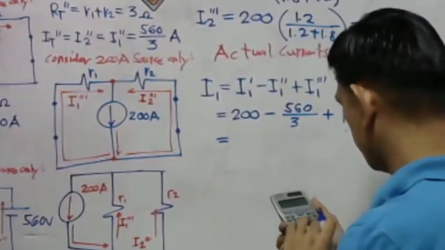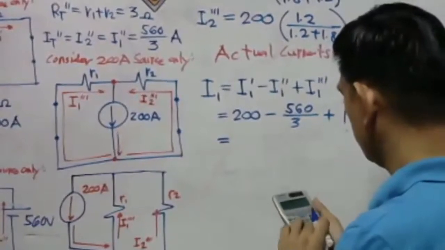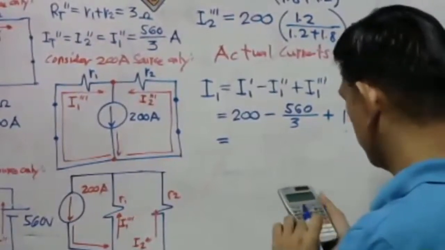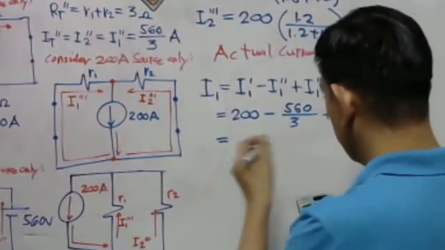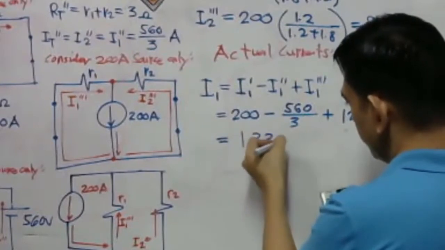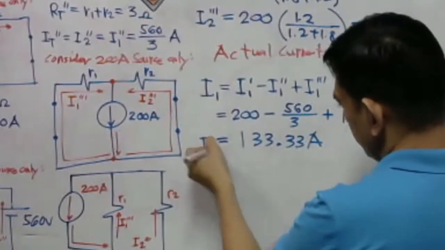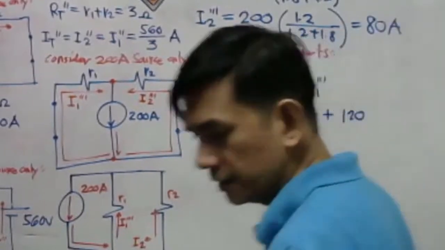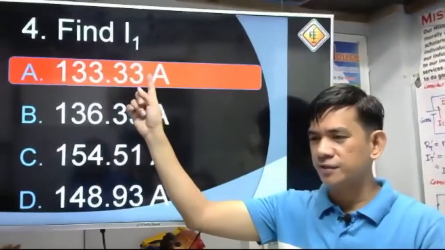200 minus 560 over 3, then plus 120. So that will be equal to 133.33 amperes. That is our I sub 1. Let's take a look at our choices, guys. Yes, that's correct. The answer is letter A.